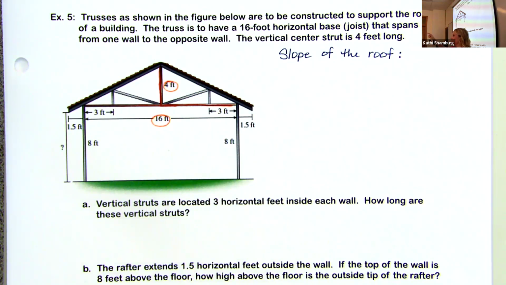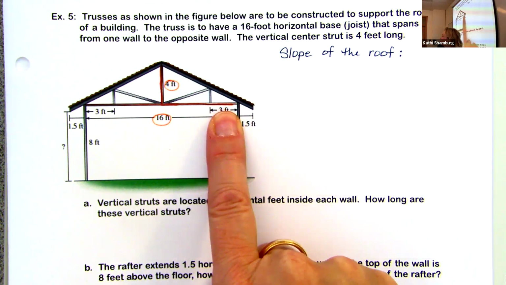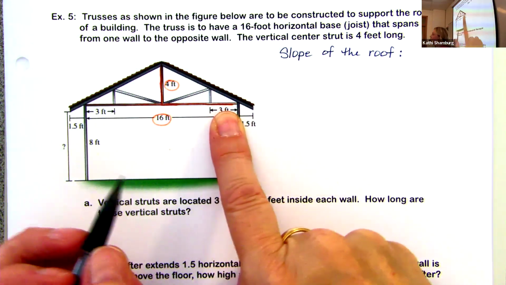Okay, I have an 8. What'd you say? Not that 3 feet. I want rise. Tell me how you got 8. Okay, 8 feet in the vertical.